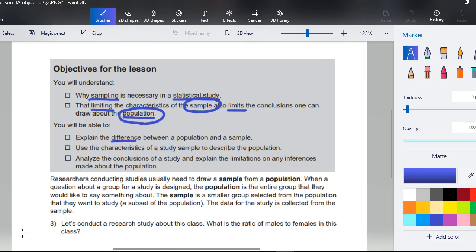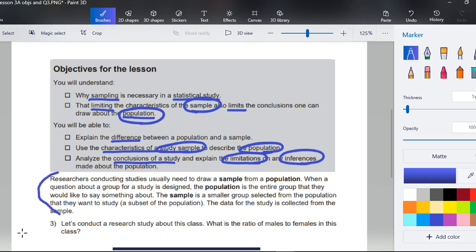We're going to be able to explain the difference between a sample and population, and we're going to use characteristics of a study sample to describe the population. And finally, we want to analyze the conclusions of a study, and explain the limitations on these things called inferences that we're going to make about a population.